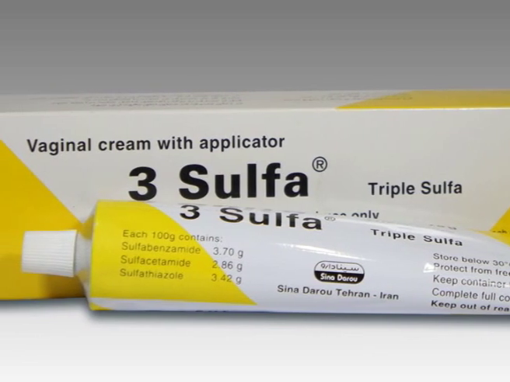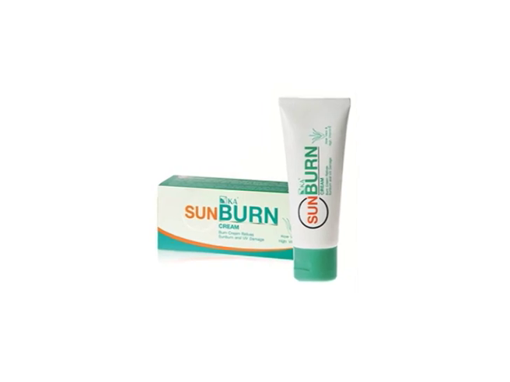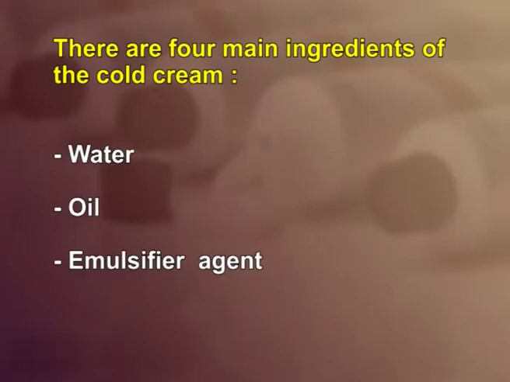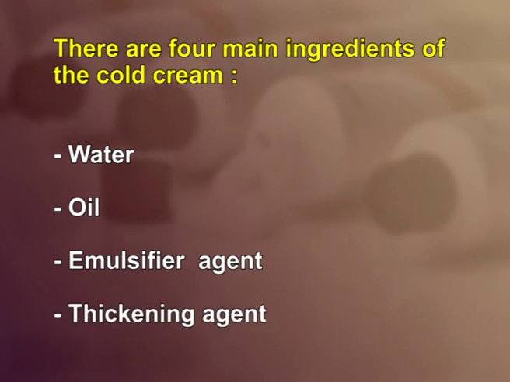Example: triple sulfa vaginal creams. Creams are used to help in sunburn compositions. There are four main ingredients of the cold creams. First is water, second is oil, third is emulsifying agent, and fourth is thickening agent.